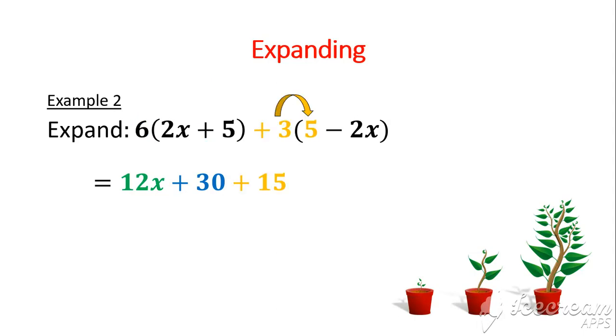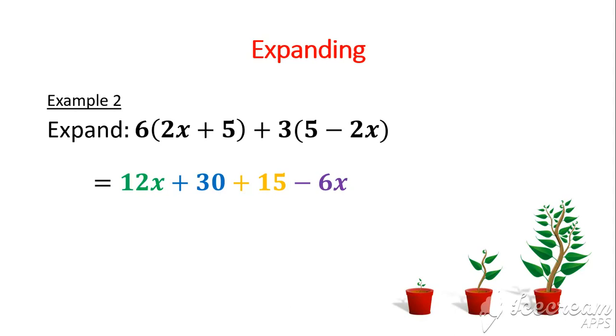Now we're going to carry on. We're going to treat this as a positive 3 times 5 makes positive 15, so we're going to write down plus 15. And then positive 3 times 2x, but we're going to treat it as a negative 2x. Positive times a negative makes a negative, so we're going to write down minus 6x.